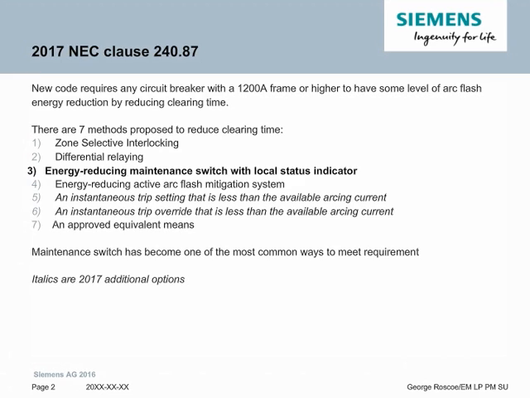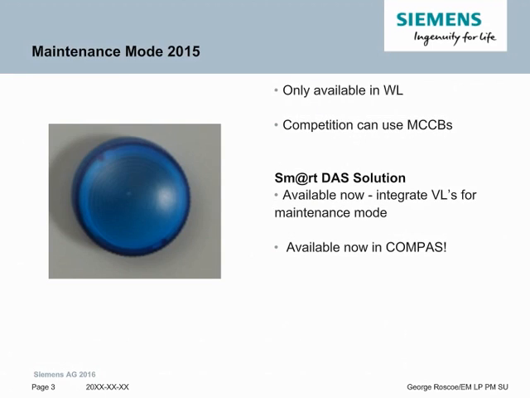By far the most common is the energy reducing maintenance switch with local status indicator. In 2015, Siemens' solution to the maintenance mode switch was only available in the WL. We heard the competition could use molded case circuit breakers, and this put us at a competitive disadvantage. Last year we launched the Smart DAS solution, which allows us to integrate VL breakers into the maintenance mode family. This solution can be used on switchgear, switchboards, and P4 and P5 panelboards. It's available in Compass now as a standard.